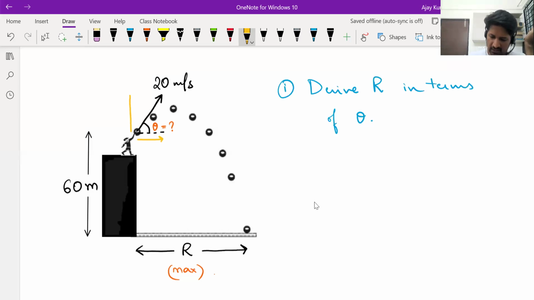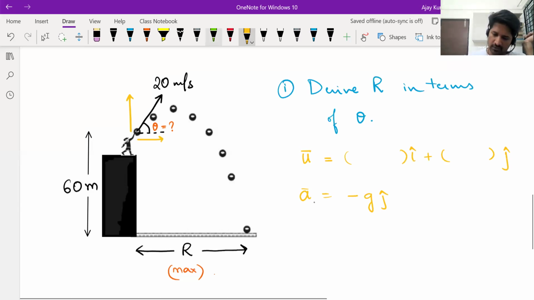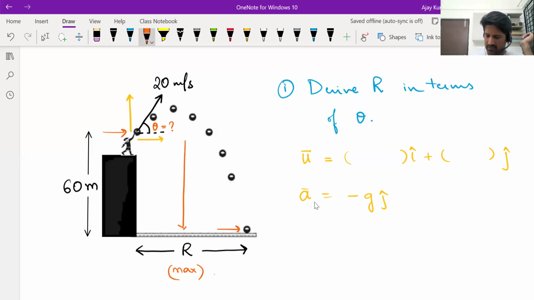Once you do that, I mean, this is how we start solving any problem based on projectile motion. Okay, components are important. So write the initial velocity as a vector: some x component i cap plus some y component j cap. And we know acceleration is downwards, minus g j cap. I'm considering upward as positive y, so downward will be negative y. Okay. And when the ball goes from this position to this final position, it's effectively coming down by 60 meters. So we know displacement in y direction is minus 60 j cap. Okay. We need to use these to derive range.